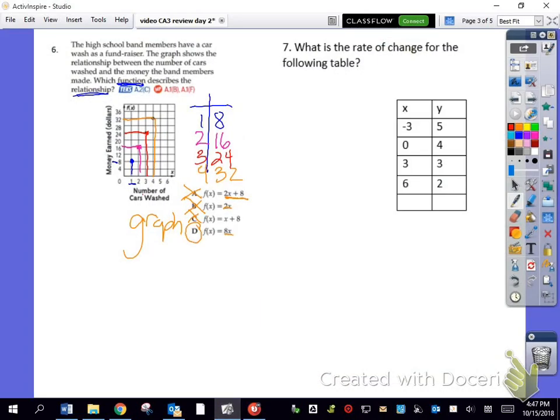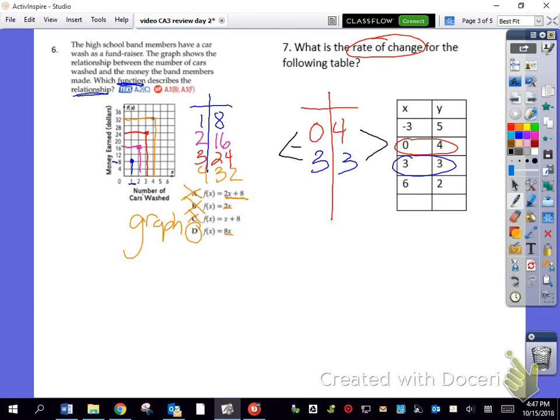On number 7, anytime you want to find a rate of change, you set up your T-chart. I picked 2 points. I'm going to use 0, 4, and then I'm also going to use 3, 3. Once I find my 2 points, you subtract. 3 minus 0 is 3. 3 minus 4 is -1. Swing, and you've got -1/3.